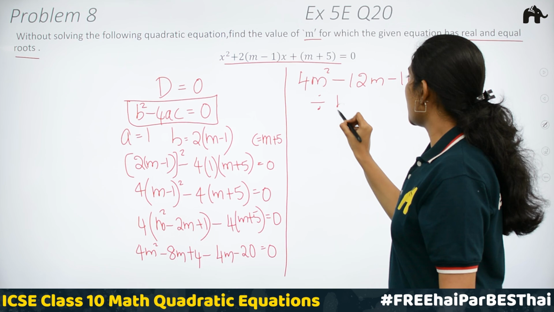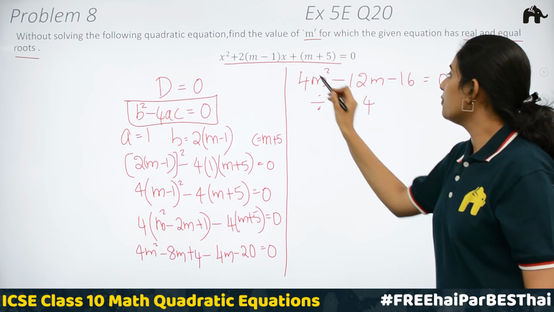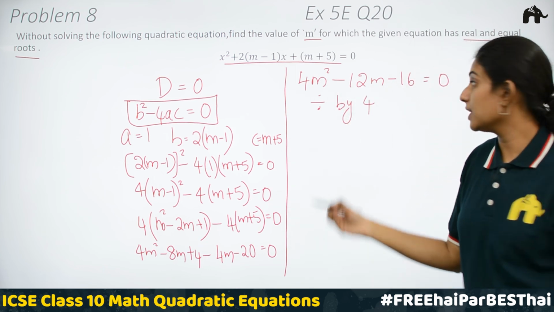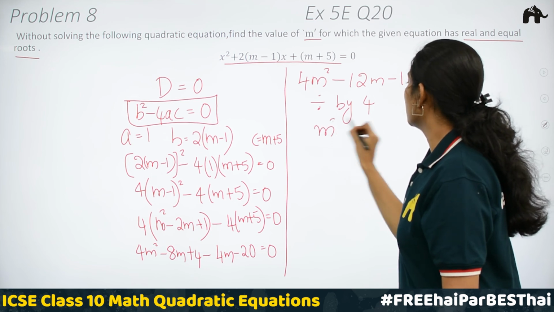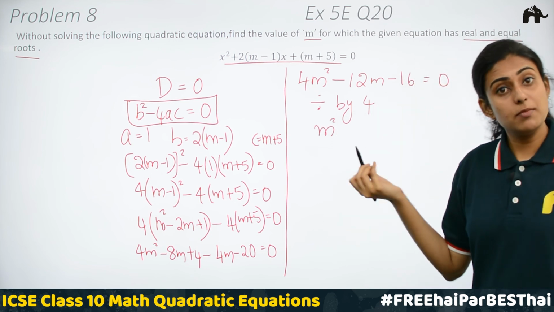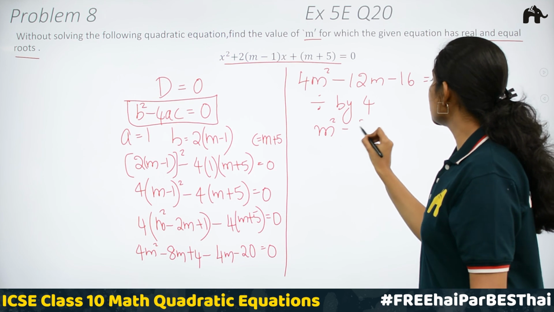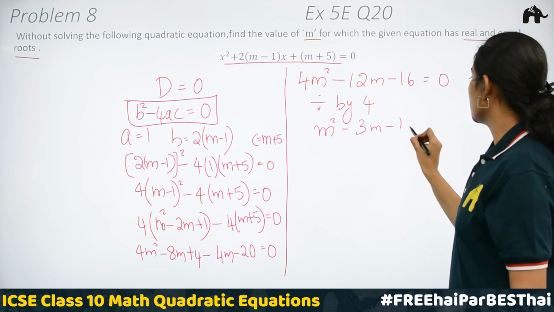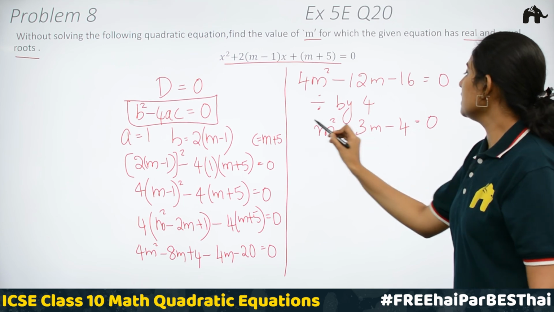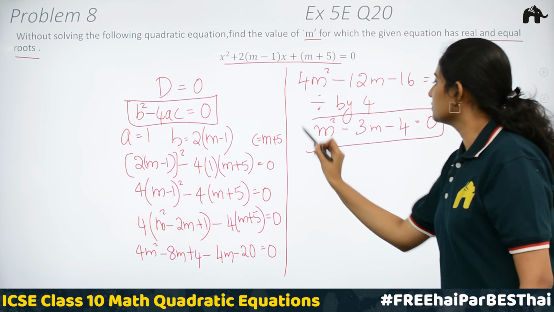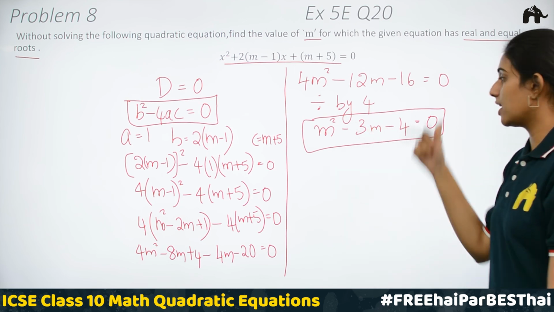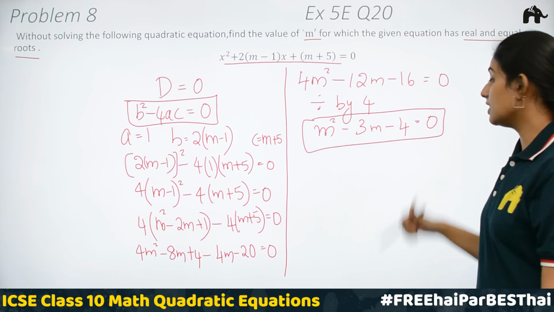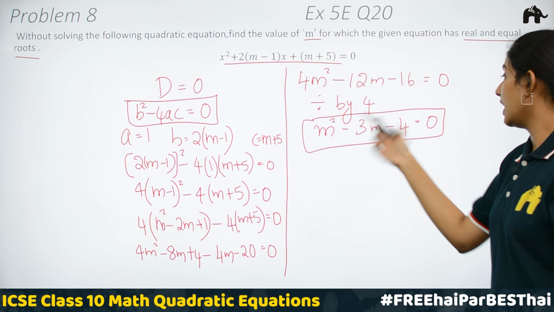Dividing by 4. 4m square by 4 becomes m square. Minus 12m divided by 4 is minus 3m. Minus 16 by 4 is minus 4 is equal to 0. This is a quadratic form. Okay, a simple quadratic form. We can easily solve this to find the values of m.